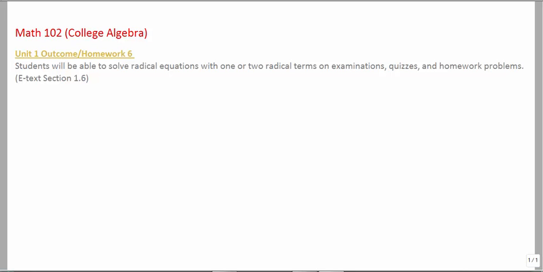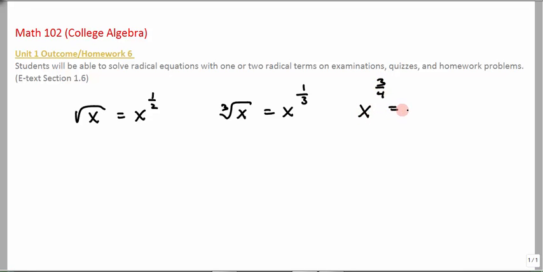In this lecture, we're going to be working with radical equations. Usually we think of radicals as things like square roots or cube roots. Of course, a square root is the same as x to the 1/2. A cube root is the same as x to the 1/3. And then let's say we had something like x to the 3/4. How would we write this in radical notation?